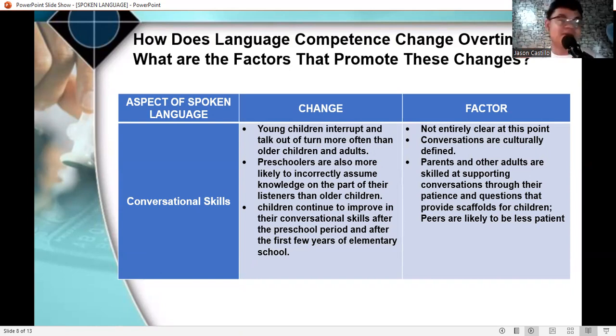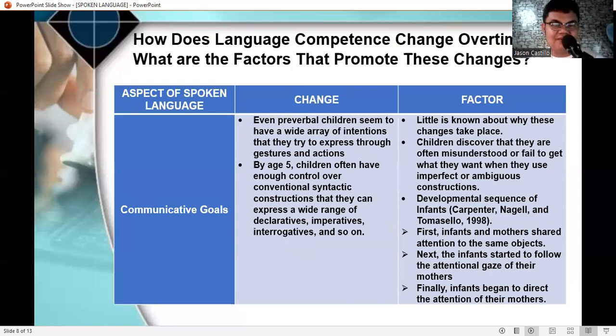It's like hitting two birds with one shot, wherein you are already developing the spoken language competence. At the same time, you are making them think critically. So it is the parents' and the adults' duty because the peers, their friends, cannot do it for them. So as adults, we have to be more patient in answering every question. Okay? And do not be tired in answering the questions of our children. So we're done with conversational skill. Let's have communicative goals.